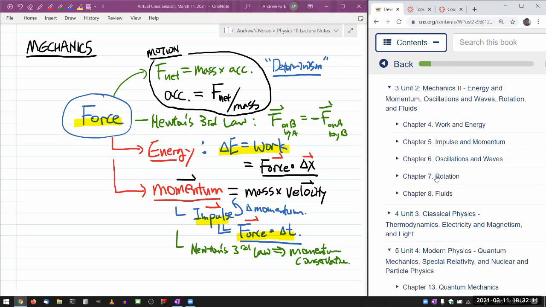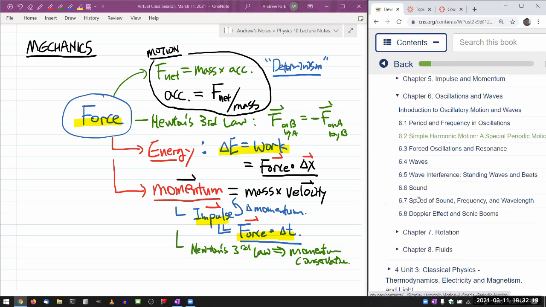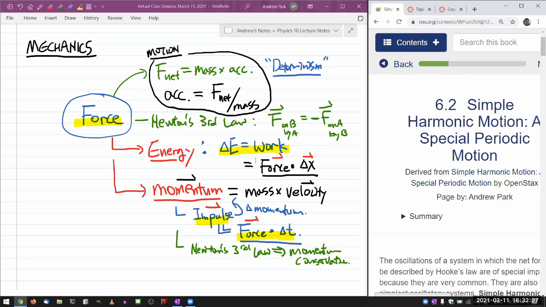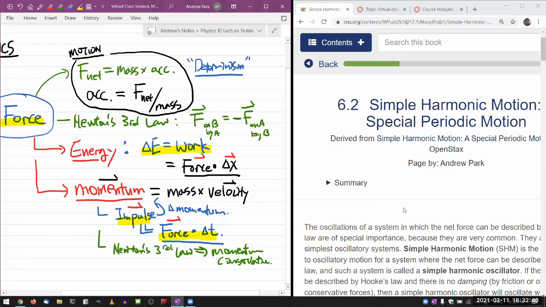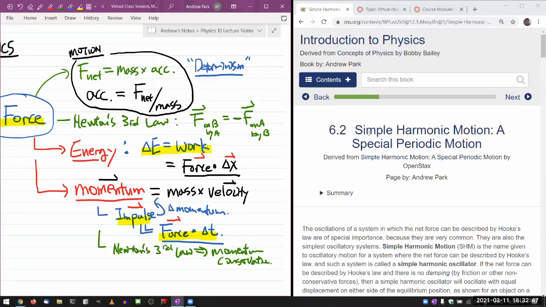And the rest are what I might call application of mechanics. Oscillations and waves are probably some of the more interesting applications. And when you look at the oscillations, you can see what kind of role force plays there. So we started covering oscillations by talking about simple harmonic motion.